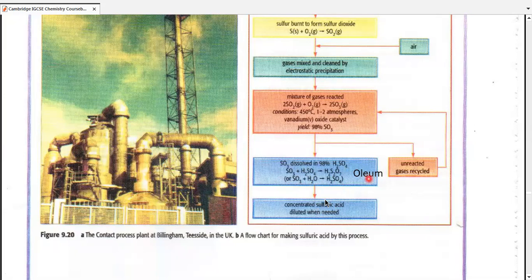This oleum is then reacted with water, and the equation is not given over here. So let's write the equation quickly before the class is over. This is for the last box over here. H2S2O7 when is added with H2O, water, gives us 2H2SO4. It gives us 2 molecules of H2SO4. So what's beneficial over here is that we transport a volume of oleum, and the other person gets twice the amount of H2SO4.